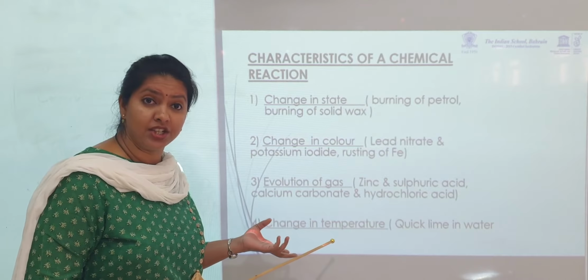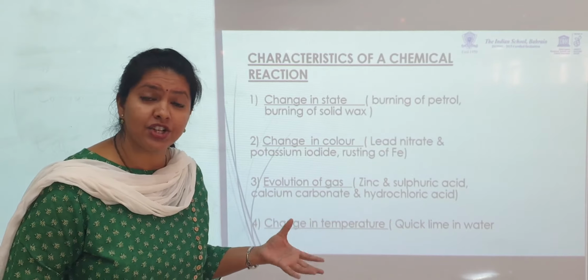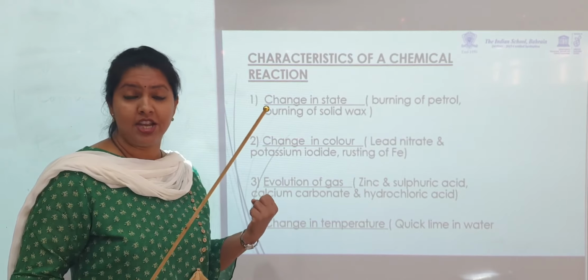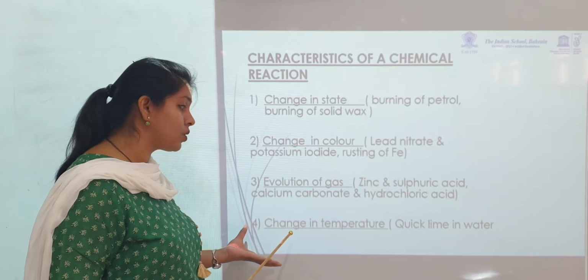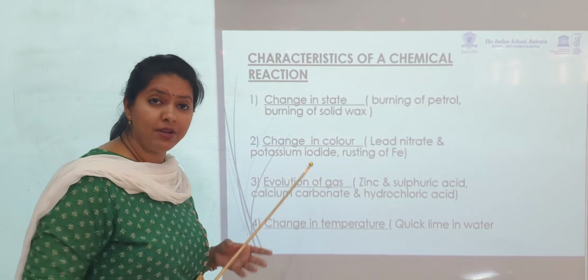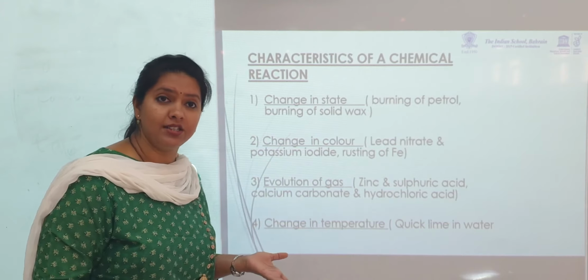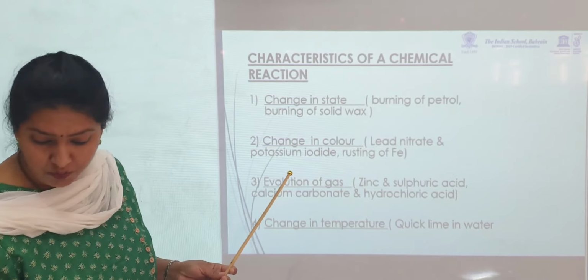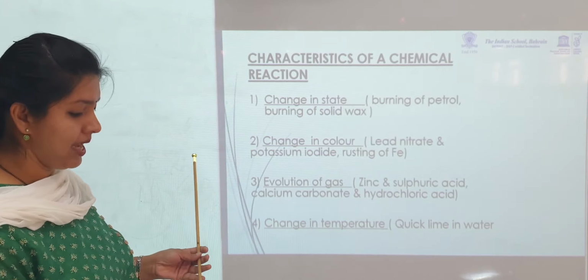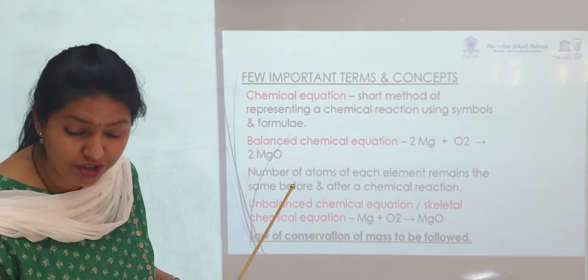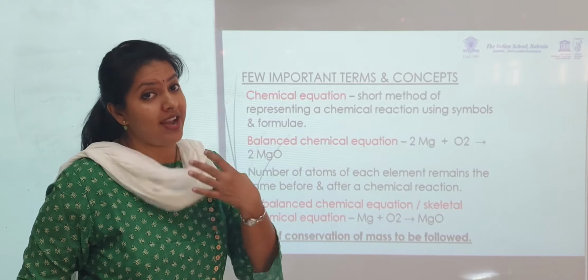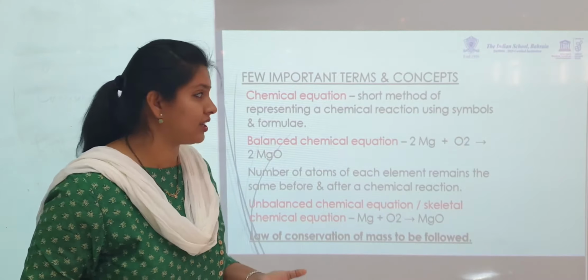Change in temperature. Heat can be evolved during the reaction. The apparatus in which you have done will become hot, or there can be heat absorbed. The apparatus becomes cold. You can have quicklime in water. Okay, you will be learning it further in the next session. Quicklime is calcium oxide. When we put it in water, a violent reaction happens and there is evolution of heat. So those changes will tell us whether a chemical reaction has taken place or not.